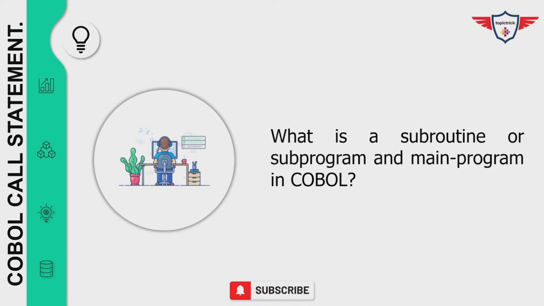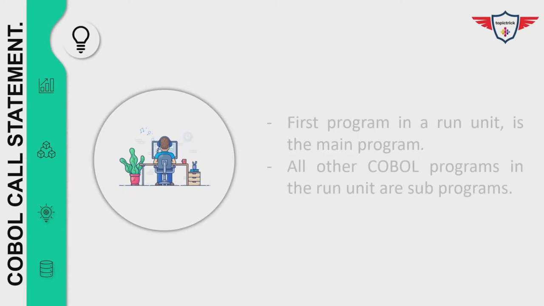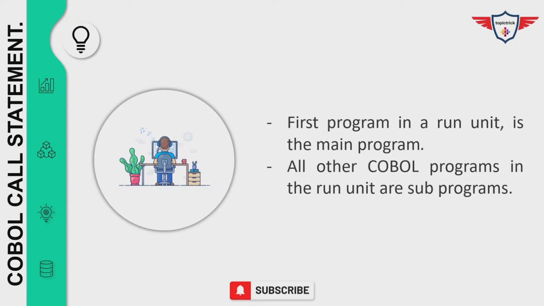Now let's talk about our next topic, that is the COBOL CALL statement. Now let's try to understand what is a COBOL subprogram or subroutine and a COBOL main program. If a COBOL program is the first program in a run unit, that COBOL program is termed the main program. And all the other programs within that run unit are termed subprograms.